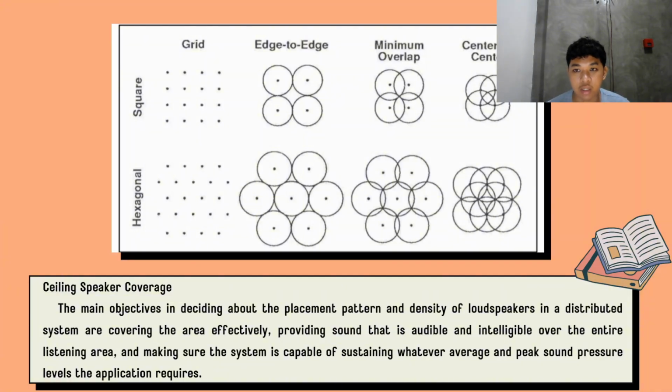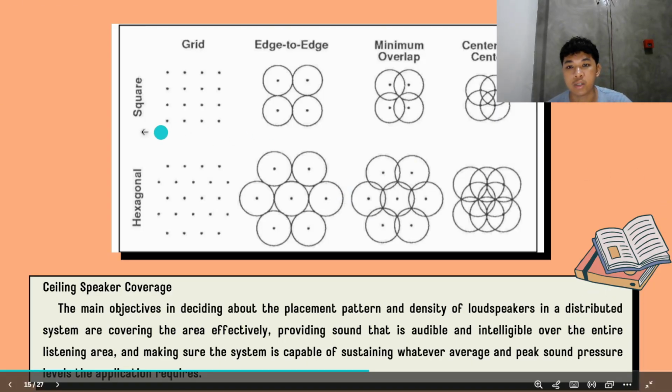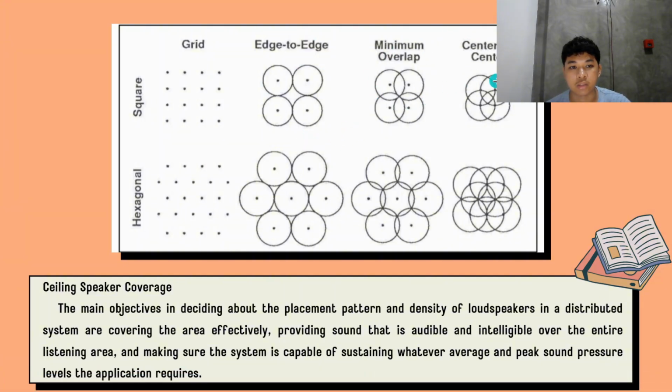So this is the diagram or the representation of square and hexagonal. First is the grid in a square. You can see the edge to edge, the minimum overlap, and the center to center. In hexagonal, this is the grid, the edge to edge, minimum overlap, and the center to center.